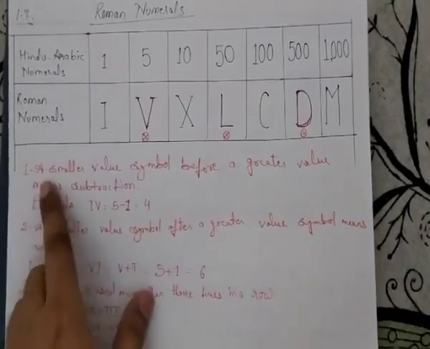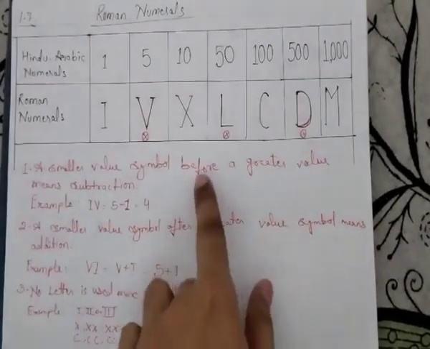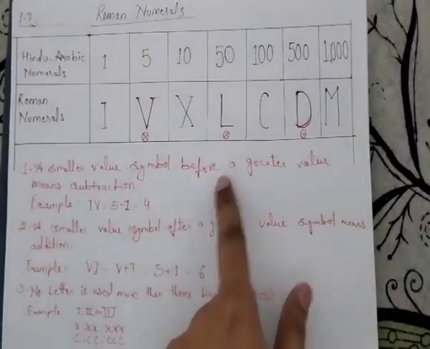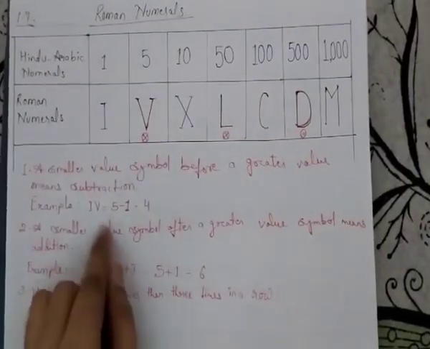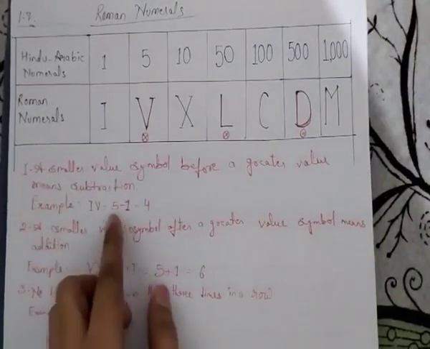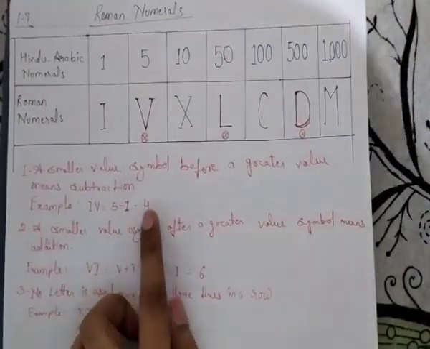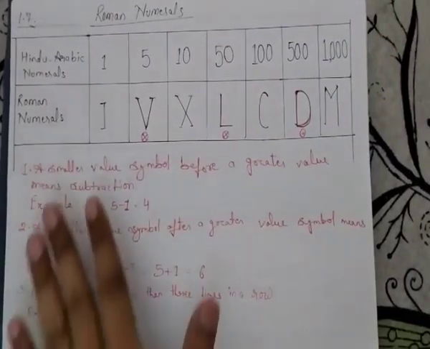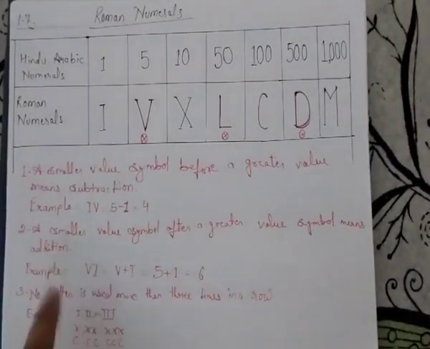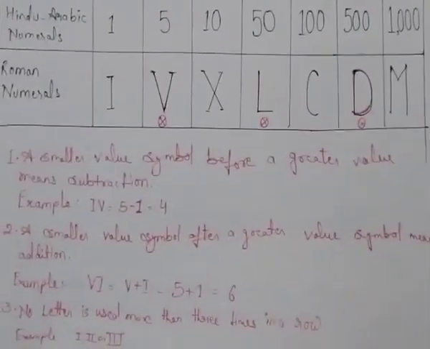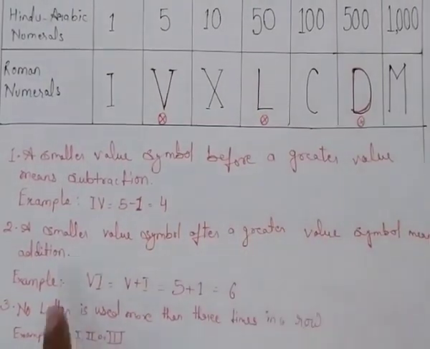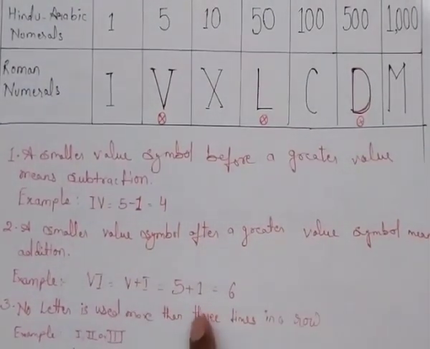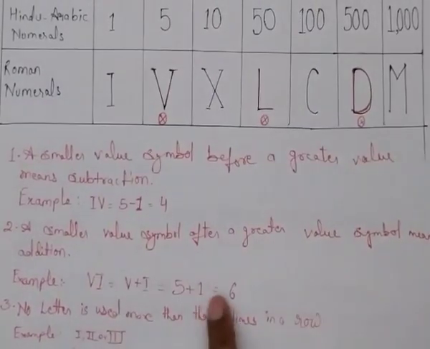Let's revise it again in a shorter way. Point number 1: a smaller value symbol before a greater value symbol, like IV. If the smaller one is written before the greater one, it will be subtracted. So 5 minus 1 is 4. Point number 2: a smaller value symbol after a greater value symbol. If it is written after the greater value symbol, it will be added because it is written on the right side. So that is 5 plus 1, that is 6.